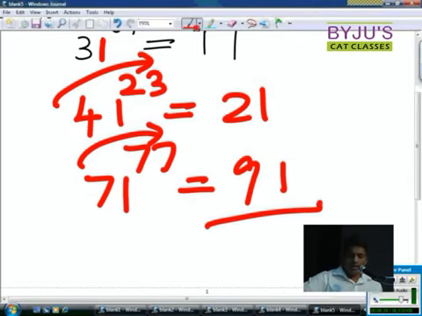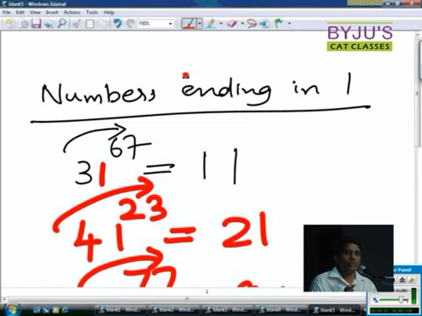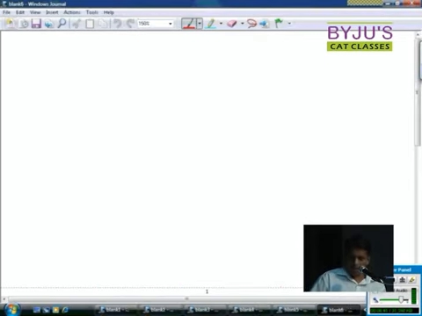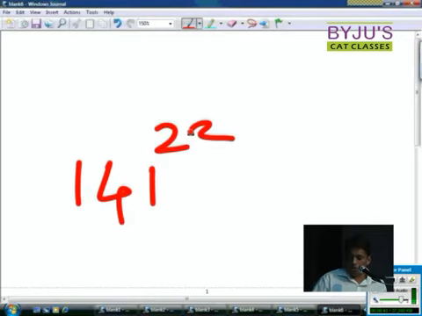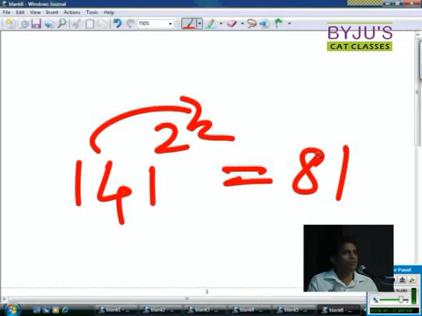You have direct answers for numbers ending in 1. So numbers ending in 1, it's no issue. It's just a matter of seconds before you decide the last 2 digits. Maybe some more if you want. 141 raised to 22: 1, and 4 into 2 is 8. Is it clear?